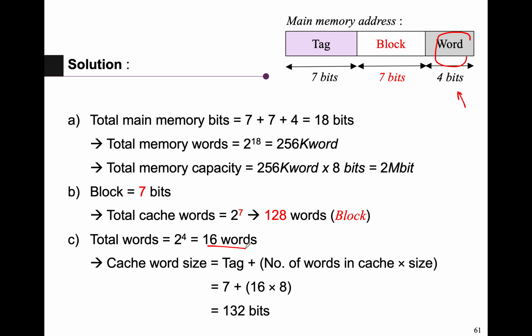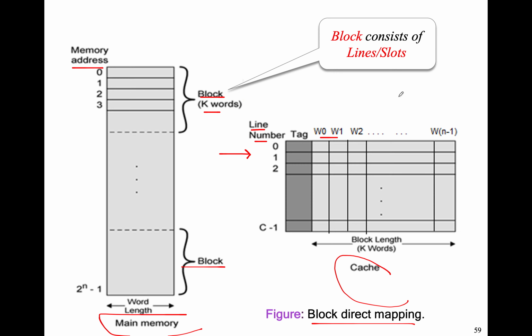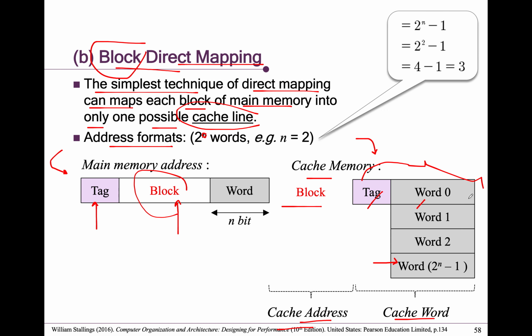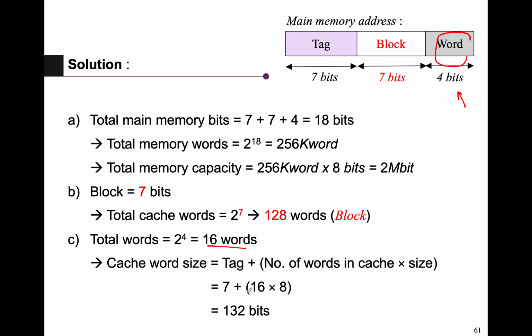And please remember also the total words. The total of cache words includes the tag and also the word itself. So that's why the cache word size is tag plus the word size. You're going to get 7 plus 16 multiplied by 8. Why is it 7? Because it is the tag.